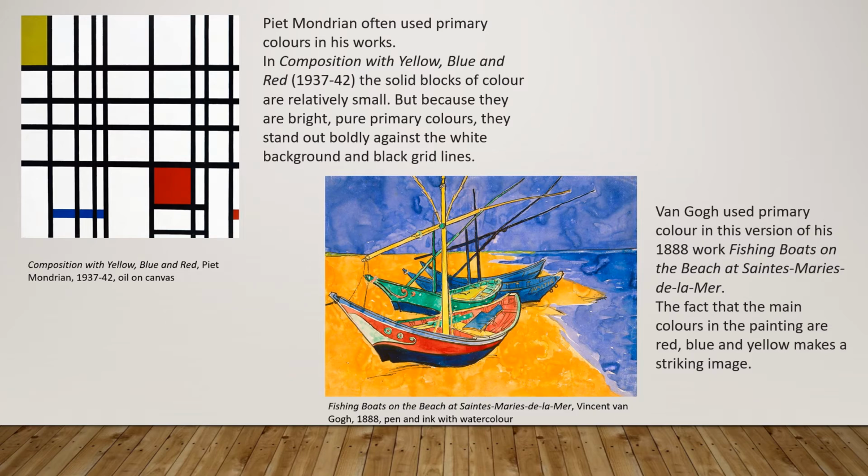Here we have an example of two artists using primary colours. In this painting here, he has used very small blocks of bright, pure primary colours. They are flat colours and they stand out boldly against the white and the black grid lines. In this painting by Van Gogh, again, he has used mainly primary colours. We can see the blue in the sky and the sea, the yellow of the sand and the red in the boats. The fact that those are the main three colours in this painting makes it quite eye-catching and striking to look at.